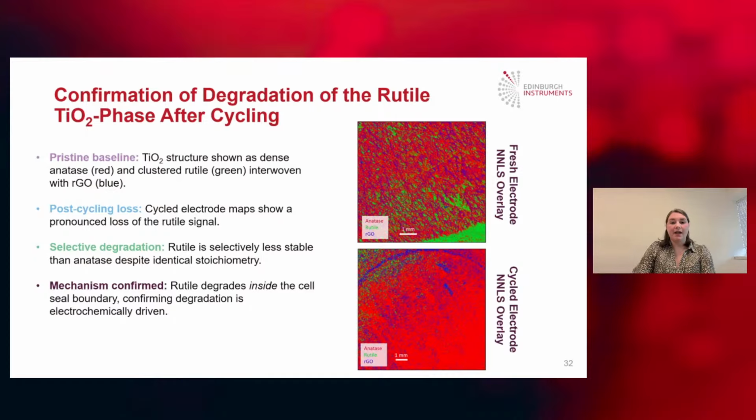We can also see in the bottom image, the cycled electrode, a kind of blue circle at the top. This shows our cell seal edge, so where the electrolyte was present and where it wasn't. And we can see that above this line where the electrolyte wasn't in contact with the electrode, we still see our rutile green signal. So this confirms that the degradation of the rutile was directly linked to the electrochemical cycling rather than just intrinsic instability of the material.